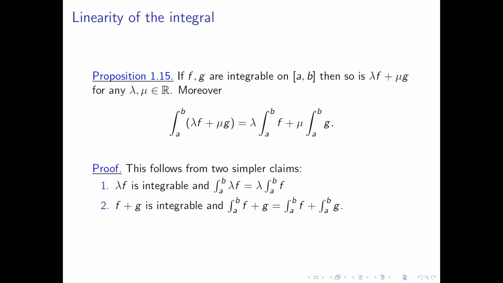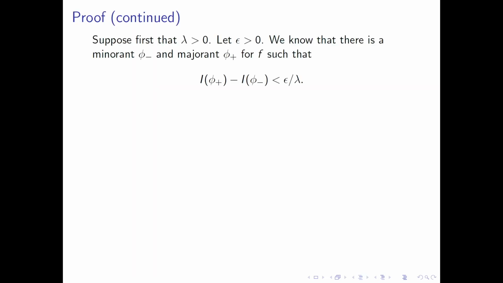Actually it's useful to break this down into two simpler propositions. One is that if f is integrable, then so is lambda times f, for lambda a constant, and the integral of lambda times f is just lambda times the integral of f. And statement 2 is that f plus g is integrable with integral equal to the sum of the integrals of f and g. Just to make our lives a little bit easier, we're going to break it down into these two simpler statements. So let's look at the first of these.